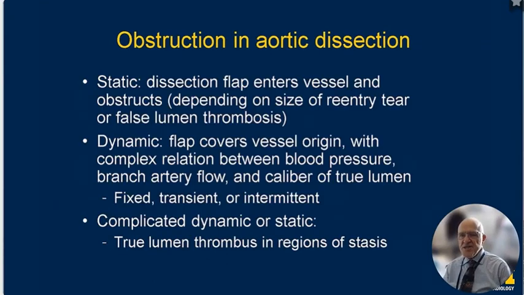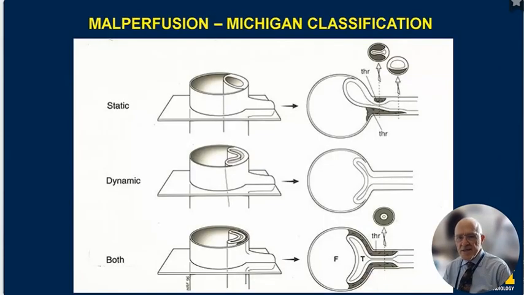Arterial obstruction is determined by the anatomic relation of the dissection flap to abdominal and extremity branch arteries. In static obstruction, the dissection flap and false lumen enter a branch artery and re-enter or occlude it. In dynamic obstruction, the dissection flap prolapses across and blocks the vessel origin. Finally, both mechanisms can be present together, as in the third row.